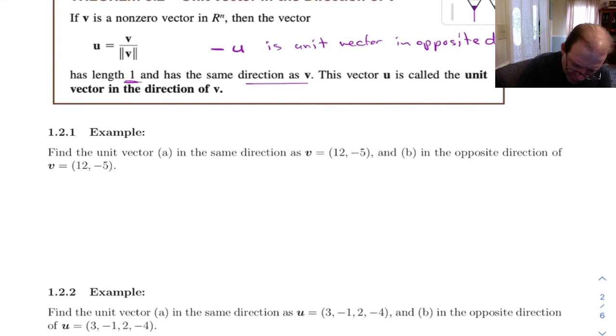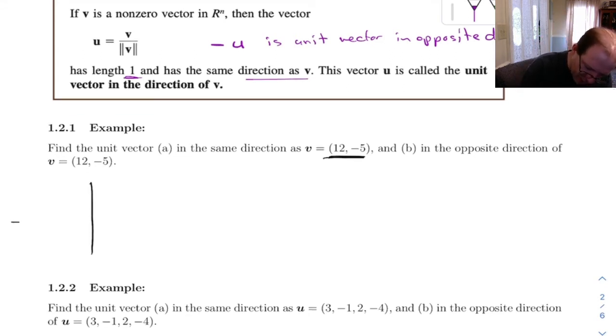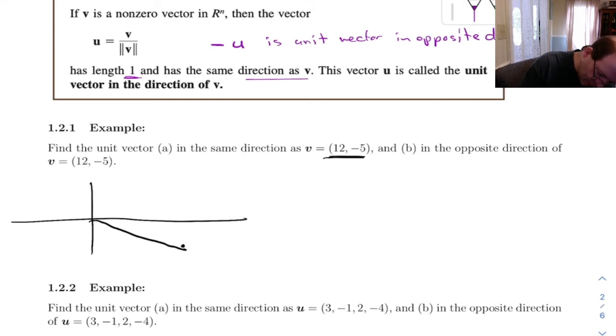So let's look at this example here. Find the unit vector A in the same direction as (12, -5), and B in the opposite direction. All right, so we don't have to draw this out. We could just do it quickly, but I want to actually draw it. So (12, -5). I'm not going to worry about getting it exactly to scale, but it's going to be something like this. A unit vector in the same direction is going to be much shorter, but pointing in the same direction with a length of 1.